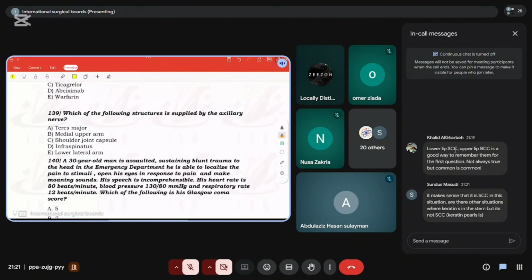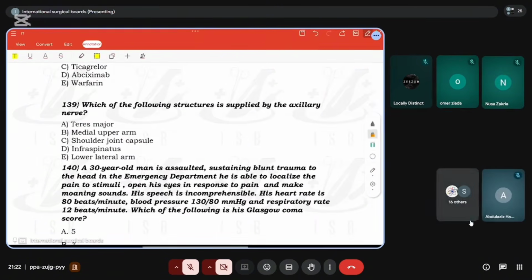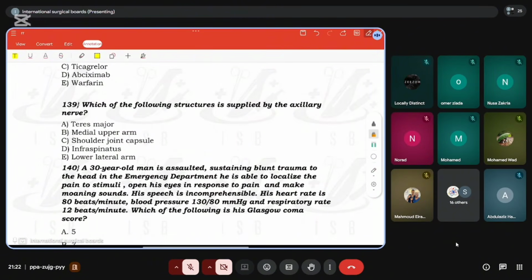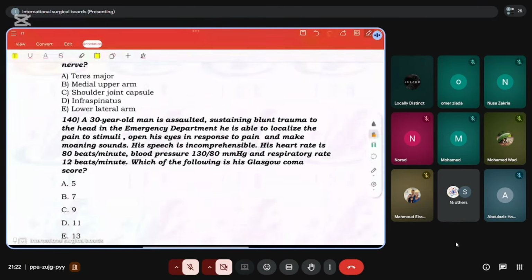Khalid said lower lip squamous cell carcinoma, upper lip basal cell carcinoma is a good way to remember them for the first question. Not always true, but common is common. Yeah, okay. Also, there are certain regions where squamous cell cancer has a poorer prognosis. I think lips and ears have a worse prognosis compared to other parts of the face. Okay. Anyway, let's keep going.